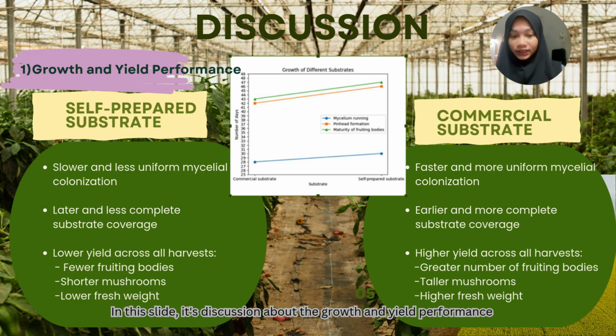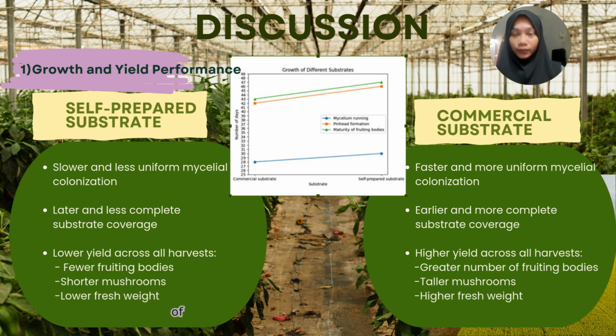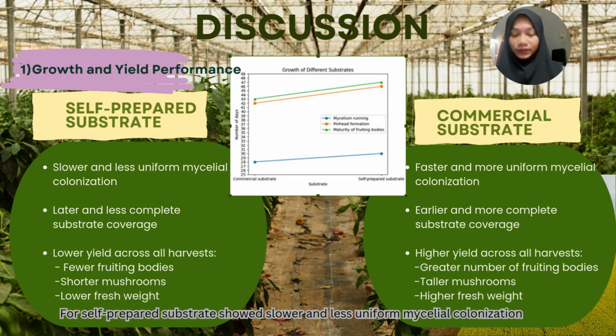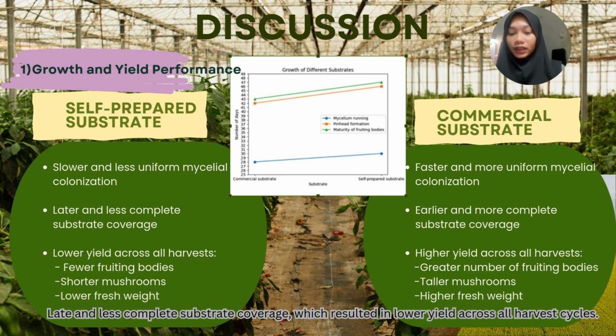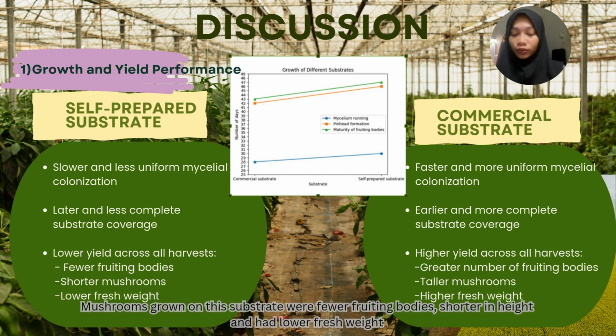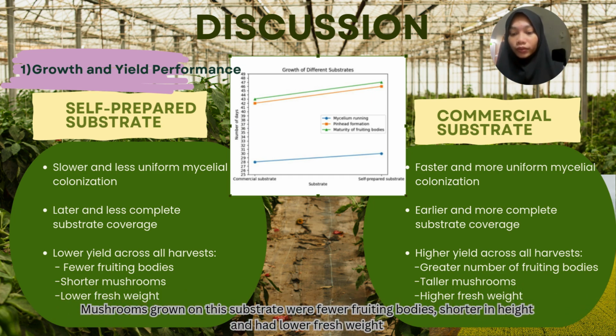This is the discussion about the growth and yield performance of oyster mushroom on different substrates. So for self-prepared substrate, it shows slower and less uniform mycelial colonization, late and less complete substrate coverage, which results in lower yield across all harvest cycles. Mushroom growth in this substrate had fewer fruiting bodies, shorter height and lower fresh weight.